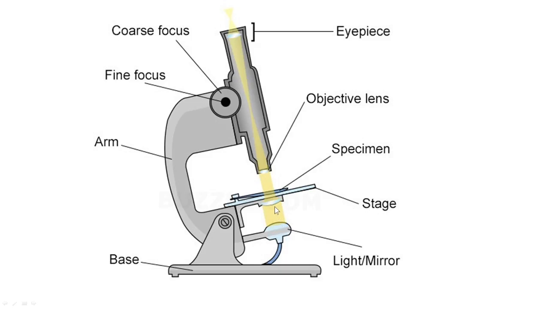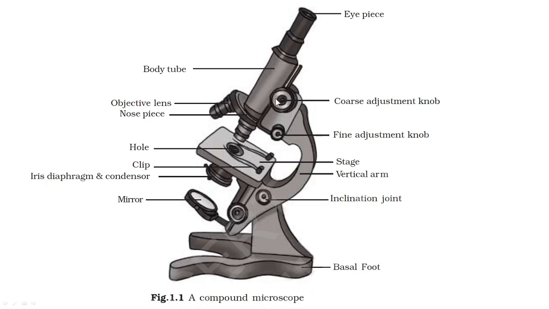Then the specimen is placed and held. Light passes through the specimen, and then it will enter the objective lens and then the eyepiece lens, and then it will form a magnified image in our eye.